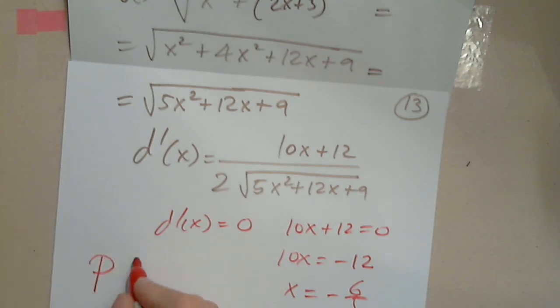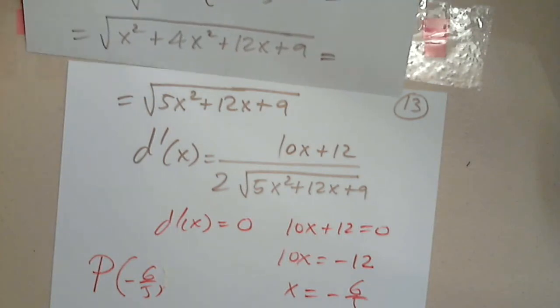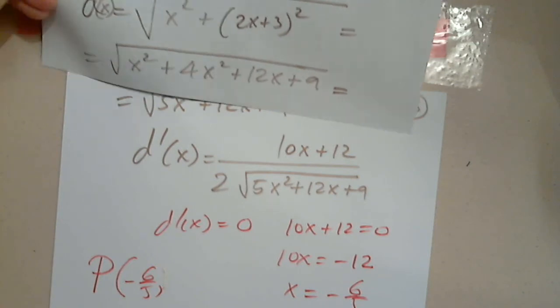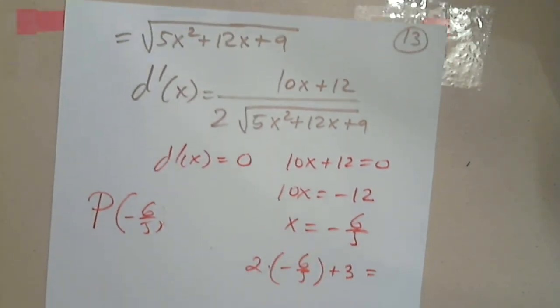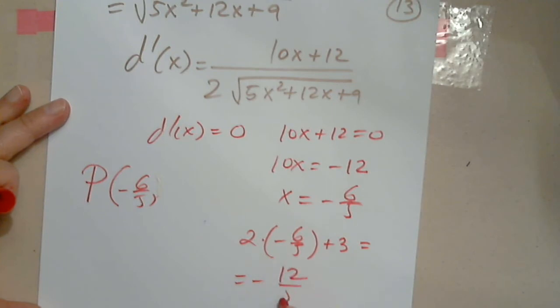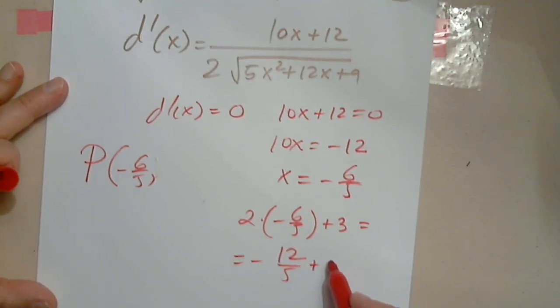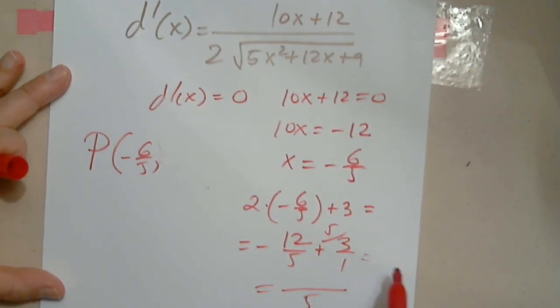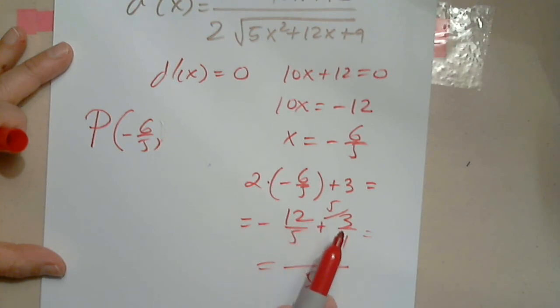So I know that point P has the x coordinate negative 6 over 5, and comma, I have to find the y coordinate. The y coordinate of P is 2x plus 3, for x being this. So 2 times negative 6 over 5 plus 3 to determine the y value of the point. So negative 12 over 5 plus 3 over 1, times 5, because I have to find the least common denominator. So negative 12 plus 15, 3.